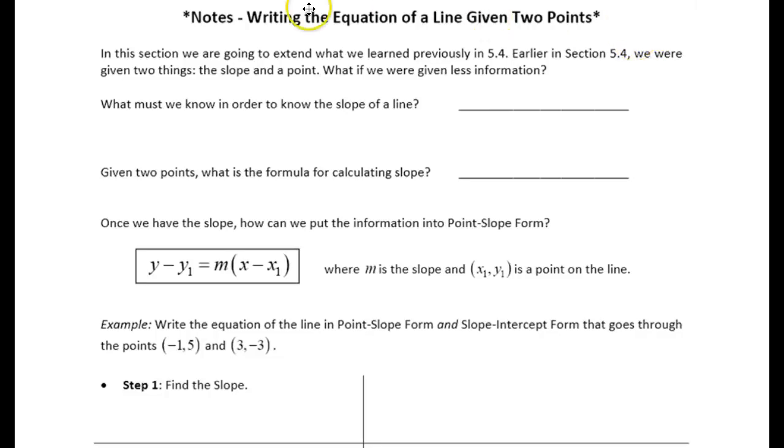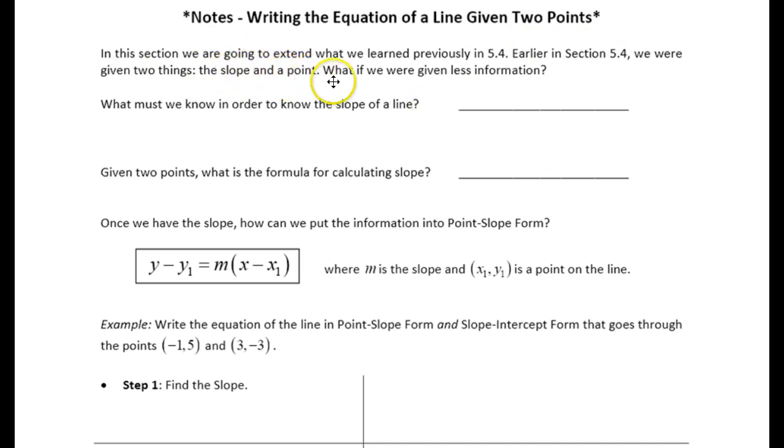Alright, so for this podcast, we are going to go over writing the equation of a line still, but now when you're given 2 points. Okay? So here it says in this section, we are going to extend what we learned previously in 5.4, which is the last one. In the earlier section, we were given 2 things, the slope and a point. Right? When we were given the slope and the point, we used point-slope form.